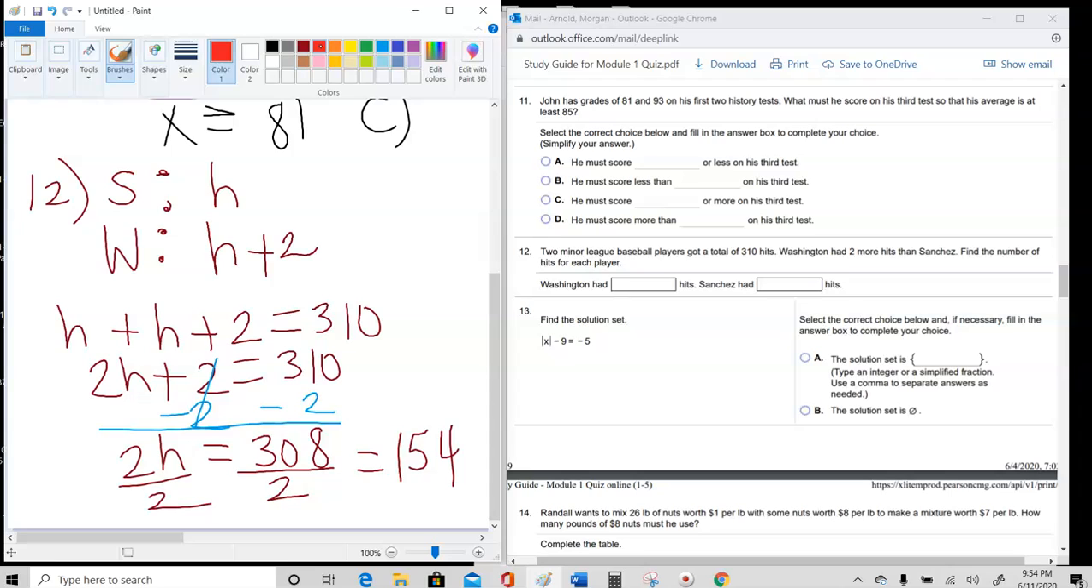Well, that's how many hits Sanchez had. And Washington had 2 more hits than Sanchez. So 154 plus 2 gives us the number of hits for Washington.